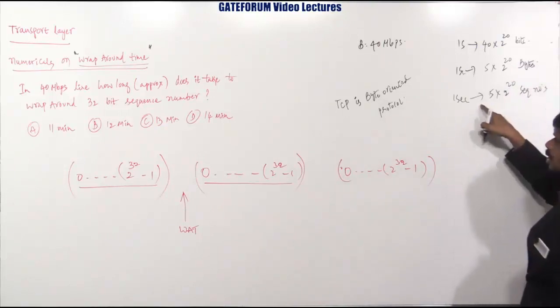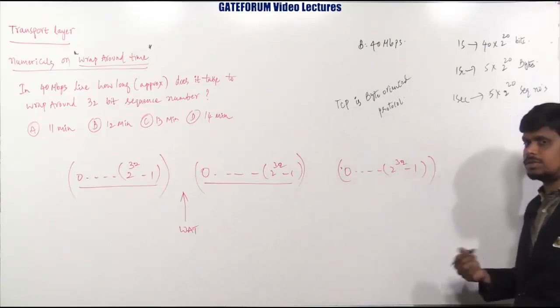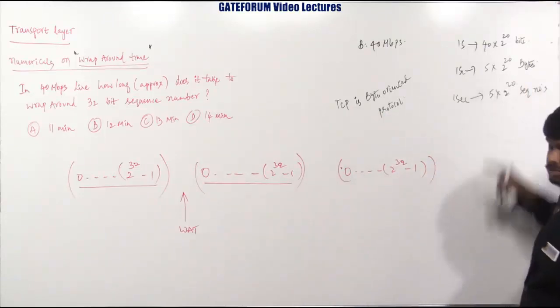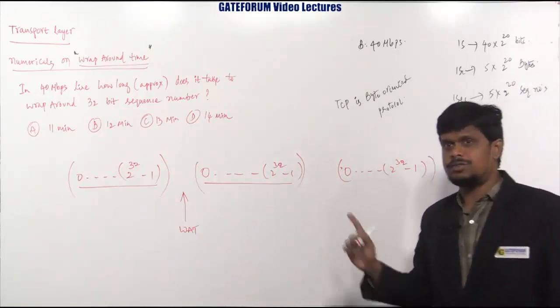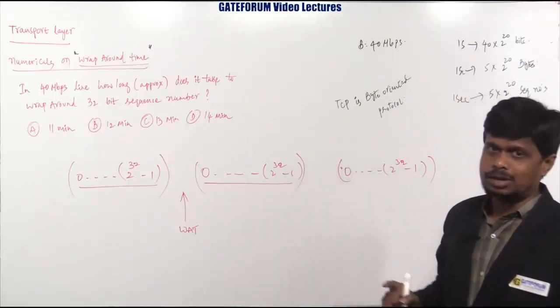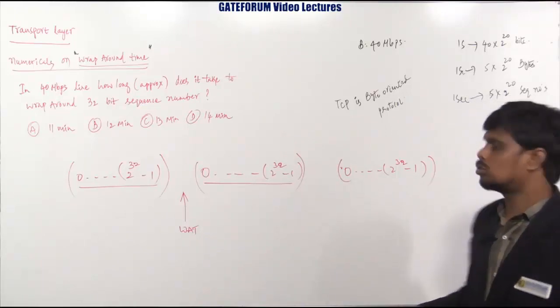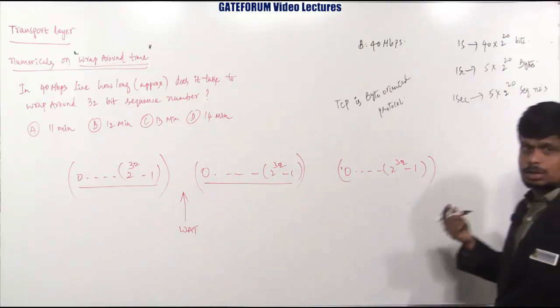Are you clear with this point? TCP is a byte oriented protocol. It means that it assigns a sequence number to each and every byte. I have these many bytes. For each byte, one sequence number, so if I have 5 into 2 power 20 bytes, how many sequence numbers can be available there? 5 into 2 power 20. So within 1 second, we are able to generate 5 into 2 power 20 sequence numbers.